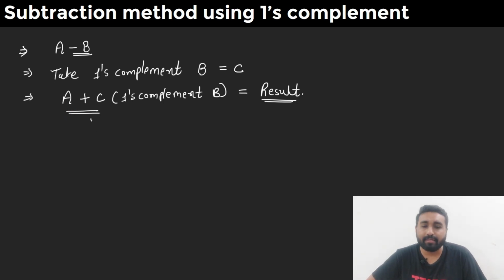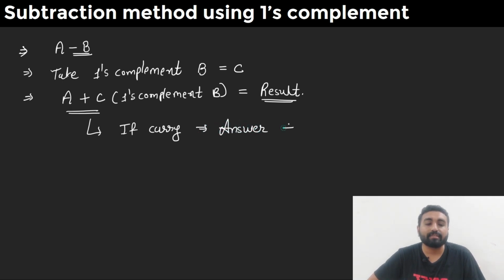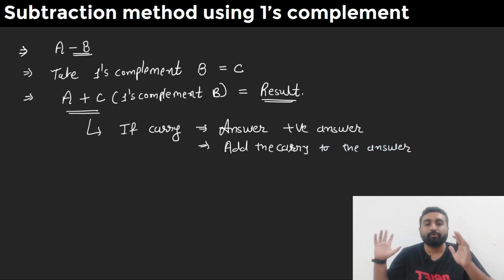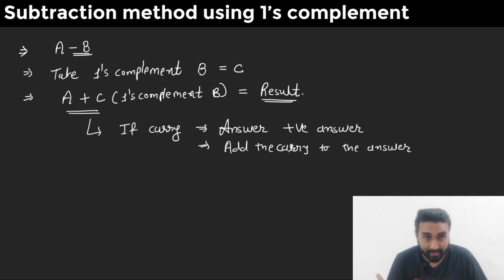After doing this addition, if there is a carry generated, then your answer is a positive answer. And the second step you need to do, you need to add the carry to the answer, and that will be your final answer. So if you are doing a plus c and if the carry is generated, then your answer is positive. Add that carry to the answer and that will be your final answer.